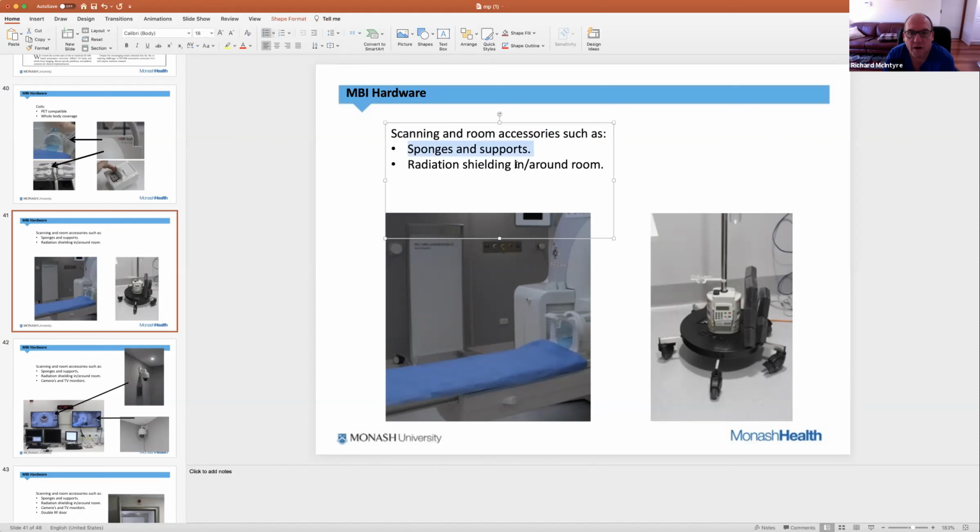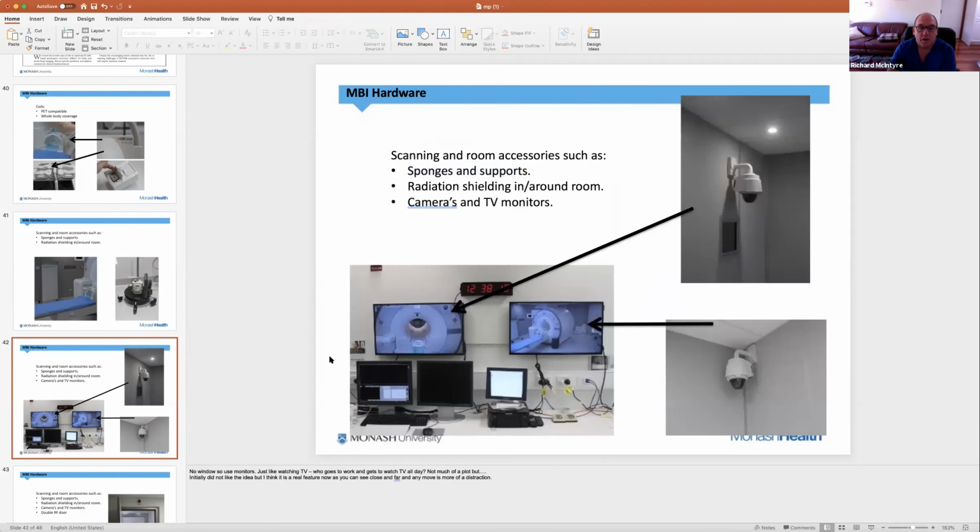Sponges and supports, radiation shielding in and around the room. So not only do we have our Faraday cage to stop radio frequencies getting into the room, we also have lead lining in those walls to stop radiation getting out of the room. Even though this patient's inside there having a scan, they're radioactive, so we can't be close to them for any length of time.